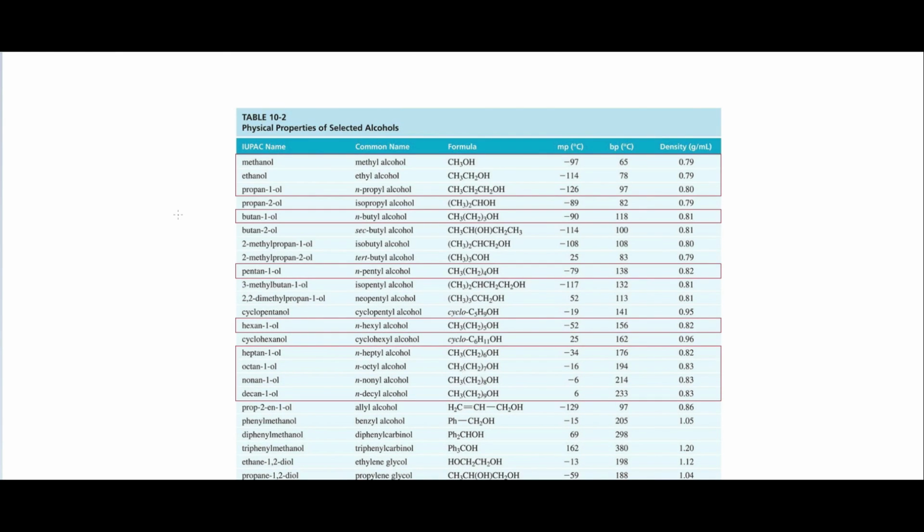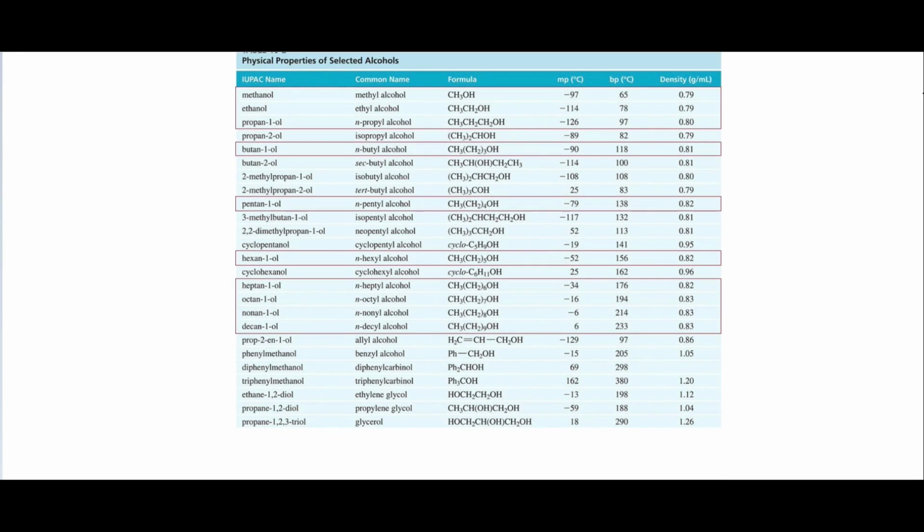All right, so some physical properties here. So we have melting points, boiling points, and densities here. And I've put some red boxes around just the standard alcohols. So just the alcohols: methanol, ethanol, propan-1-ol. So that's the 1, 2, and 3 carbon chains with an alcohol group. Then the butanol right here, pentanol right here, hexanol, and then the heptanol to decanol all right here.